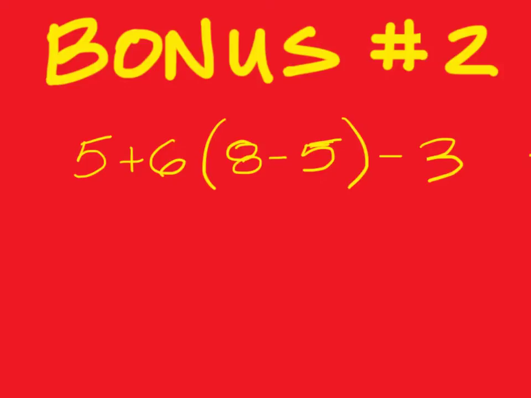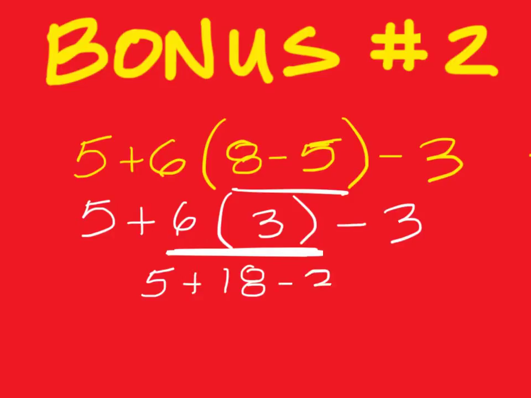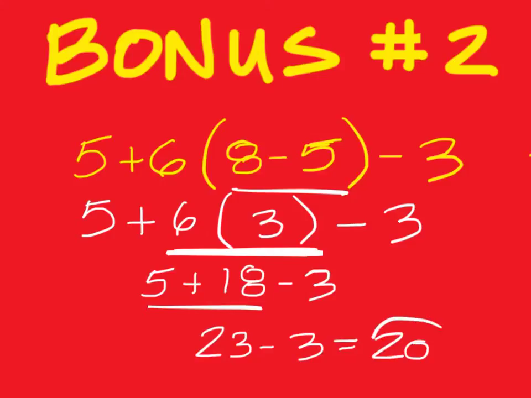You have to do 8 minus 5 first. So leave everything else the same and make that a 3. 8 minus 5 is 3. You have to do multiplication next. 6 times 3 is 18. And leave everything else the same. 5 plus 18 is 23. Minus 3 is 20.